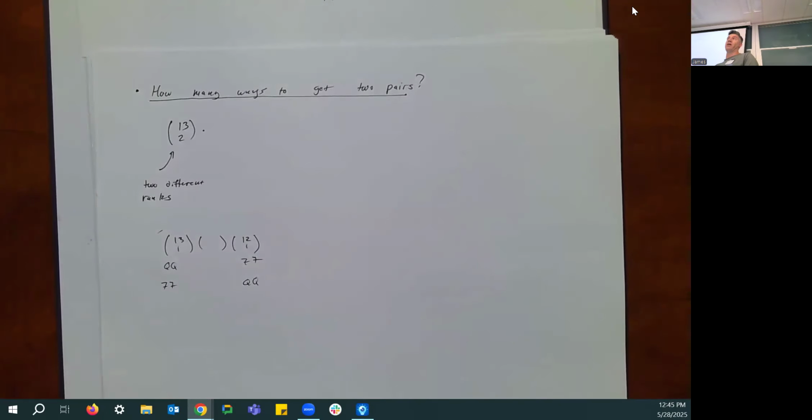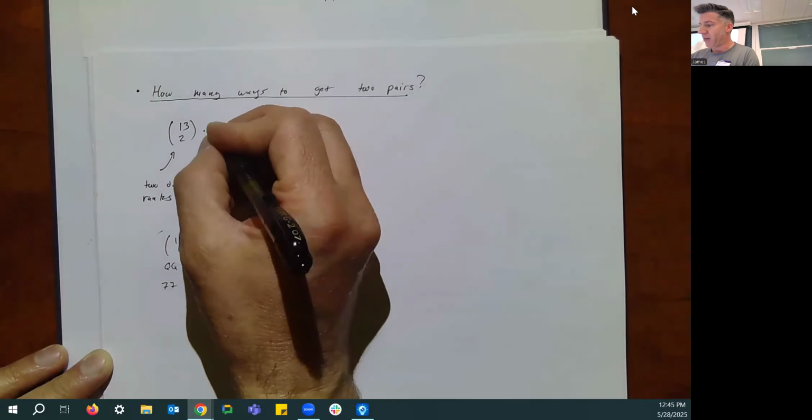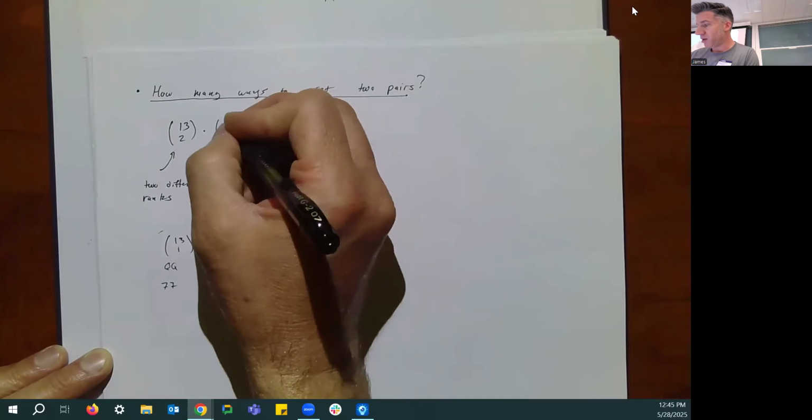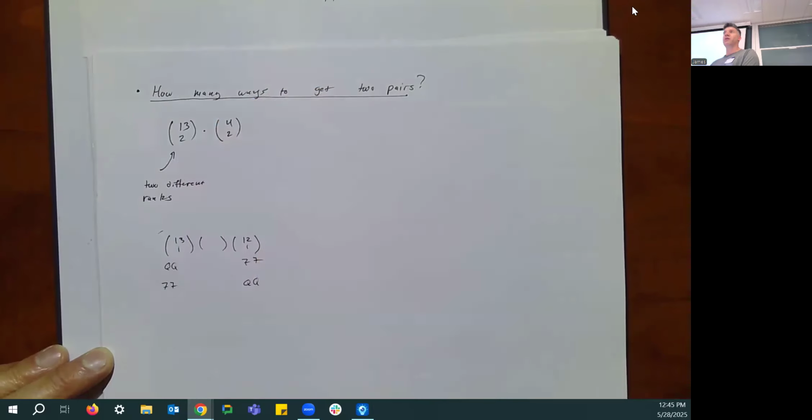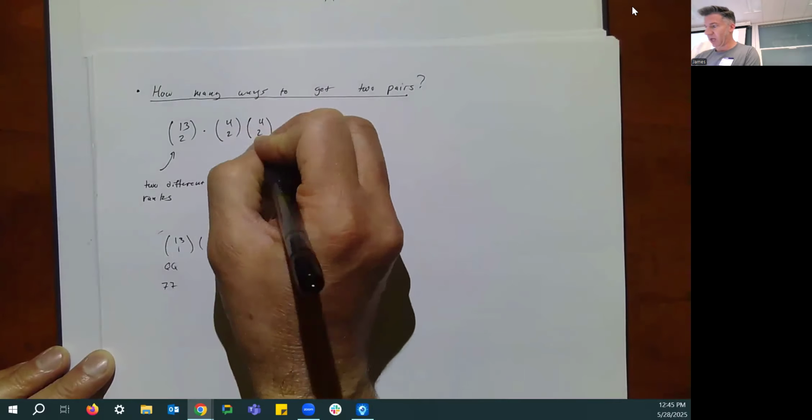Because people just didn't recognize they were overcounting or undercounting something. Here, if we want 2 different ranks, great, 13 choose 2. And then from the first rank, we want 2 of those cards. So we want 2 of the queens. From the second rank, we also want 2 of those cards, 2 of the sevens.